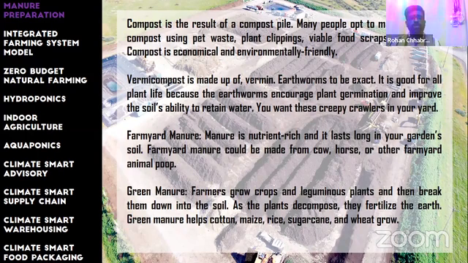Then there is vermicompost, which is made up of basically earthworms, and it is good for all plant life because the earthworms encourage plant germination and improve soil's fertility and ability to retain more water. You can use these earthworms in your backyard to improve your soil health.